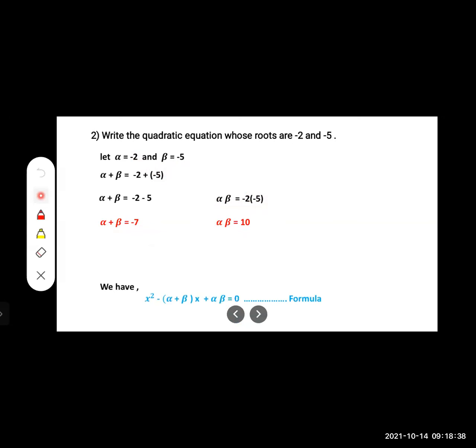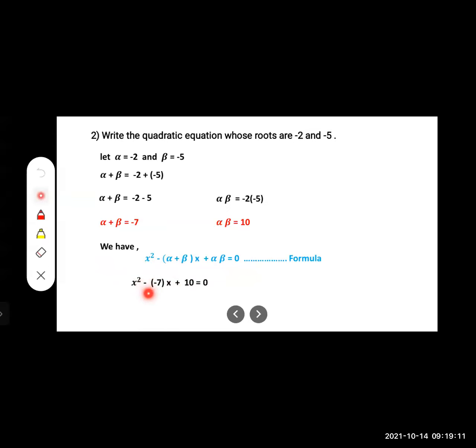What's the next step? Write the formula. We have x square minus alpha plus beta into x plus alpha into beta equal to 0. Now substitute it. See, x square I have written like that, minus this alpha plus beta. What value have I substituted here? Minus 7 x into x plus alpha into beta value is 10. So I have substituted here. But what's the thing here? Minus 7 is there. So what do we have to do?